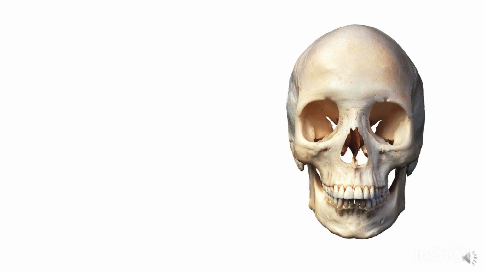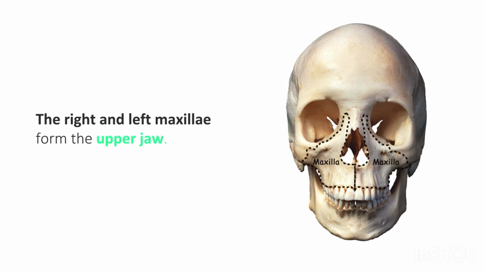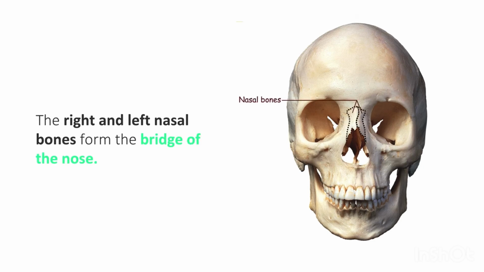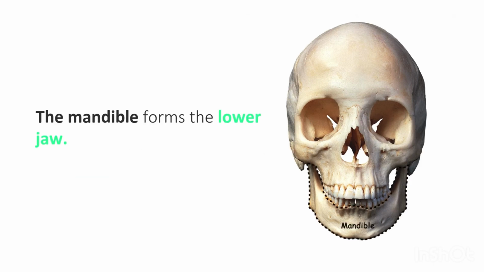The bones forming the anterior view are the frontal bone that forms the forehead. Its upper part is smooth and convex, but the lower part, as you can see, is irregular and is interrupted by orbits and the anterior bony aperture of the nose. The right and left maxilla form the upper jaw. The right and left nasal bones form the bridge of the nose. The zygomatic bones form the bony prominence of the superolateral part of the cheeks, and the mandible forms the lower jaw.